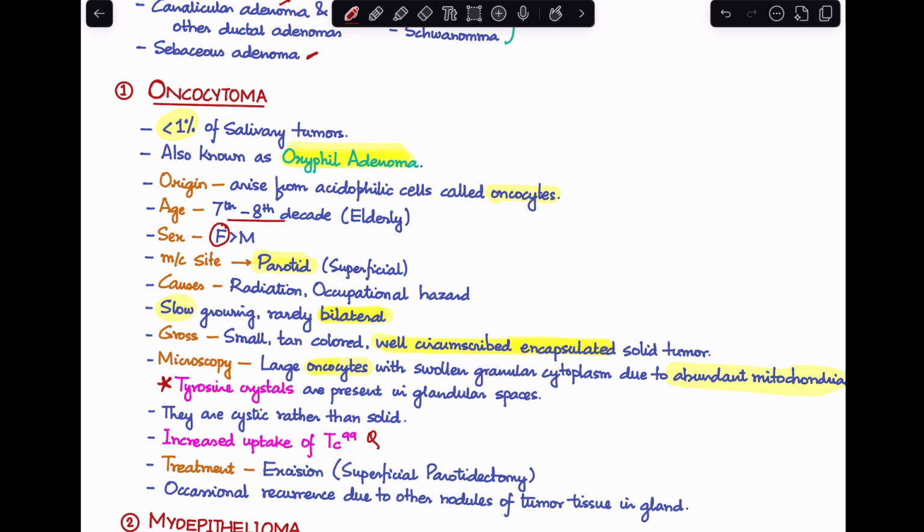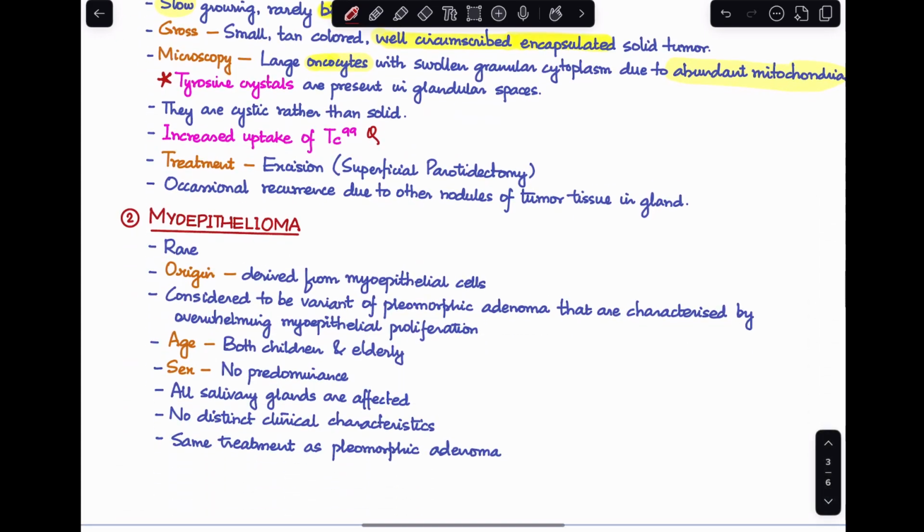How do you treat it? Mostly it involves the parotid, so in that case, you do a superficial parotidectomy. And this has very little chance of recurrence. But if recurrence does happen, it will be because of other nodules of tumor tissue within the gland. So that's about oncocytoma. Next is myoepithelioma.